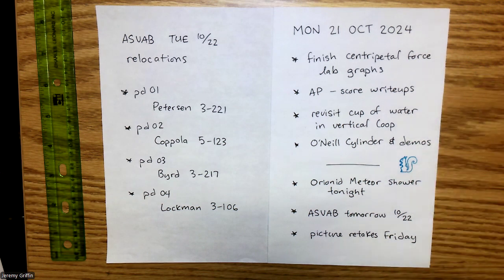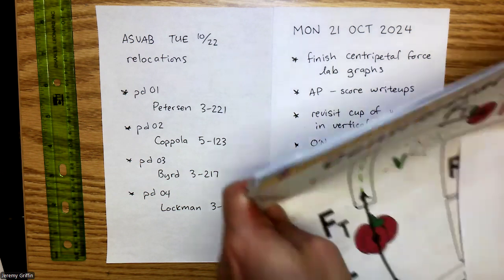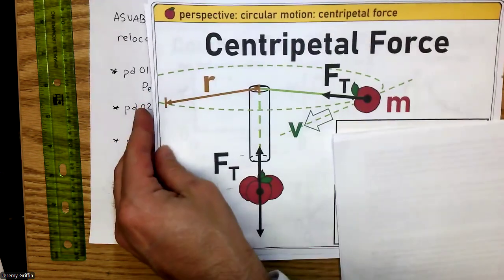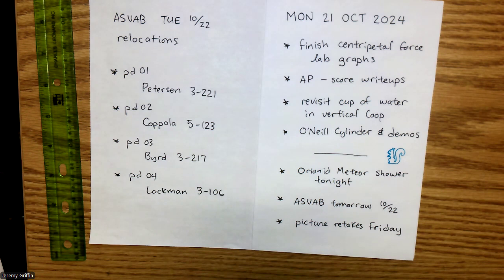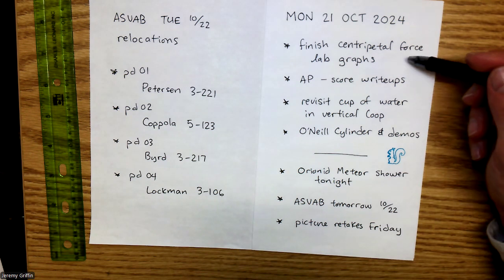Last time I saw you guys, we were putting graphs together for this centripetal force lab. Remind you guys what this looked like. Keep trying to finish this. All right, so you guys have that lab paper out. We're going to finish the graphs on that, finish that lab, then have you guys turn that lab page in.